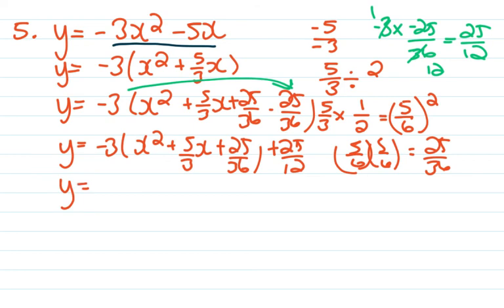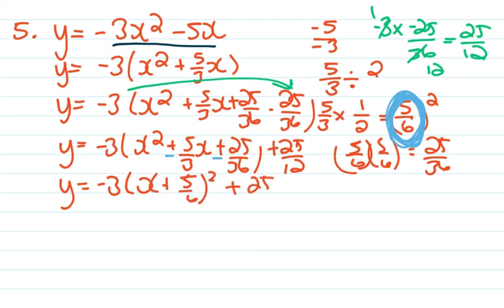And then we'll factor the bracket. So two numbers that multiply to 25 over 36 and add to 5/3 seems confusing, but it's the number you got when you divided the b value by 2. So it's 5/6, and it's going to be positive because these are both positive. So we'll have x plus 5/6 squared plus 25 over 12. And now the vertex is going to be 5/6, 25 over 12.